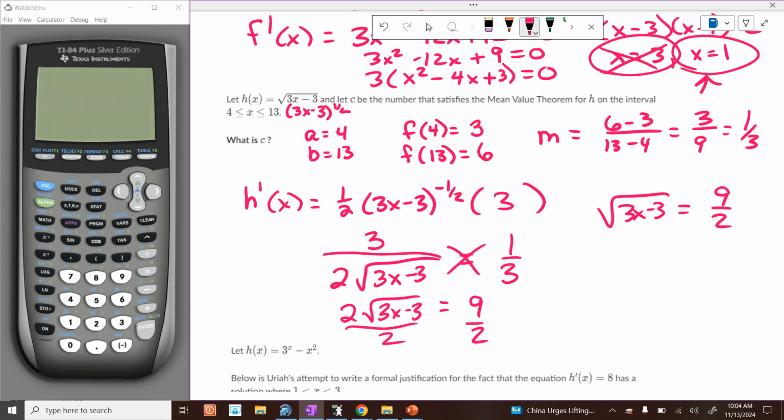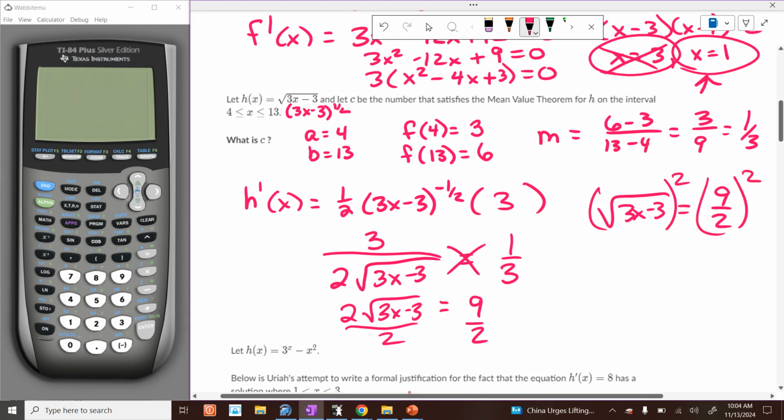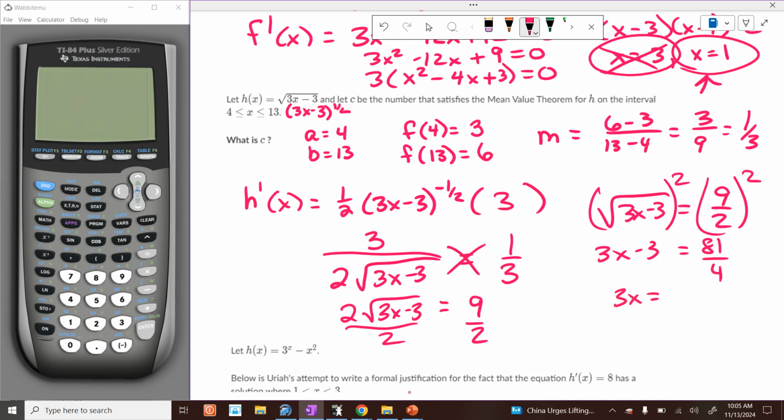How do I get rid of a square root? Square both sides. So 3x − 3 equals 81/4. Move the 3. If we add 3 to both sides, I'm adding 12/4 to this side. So I get 93/4.